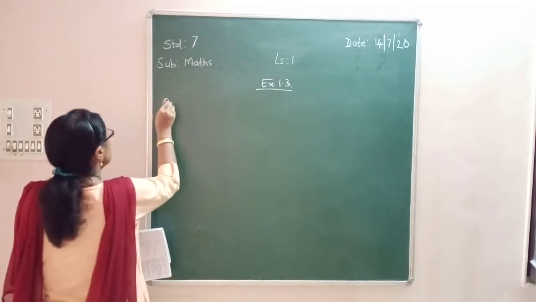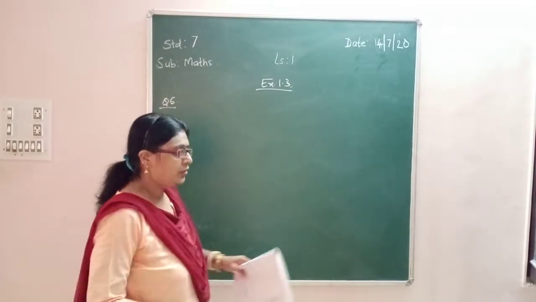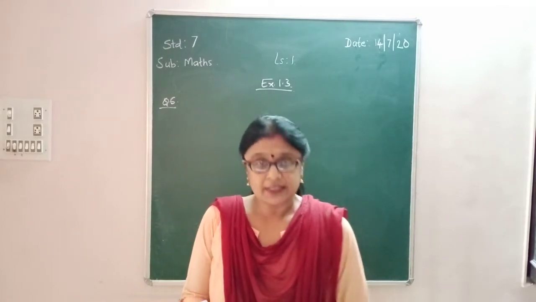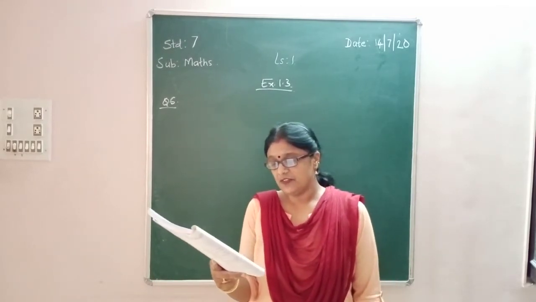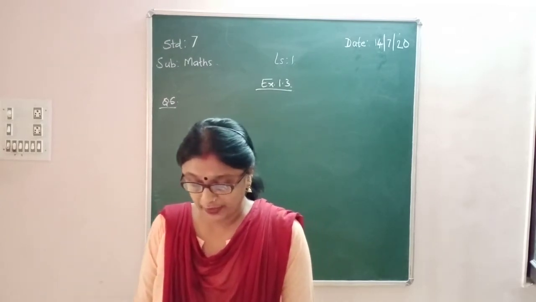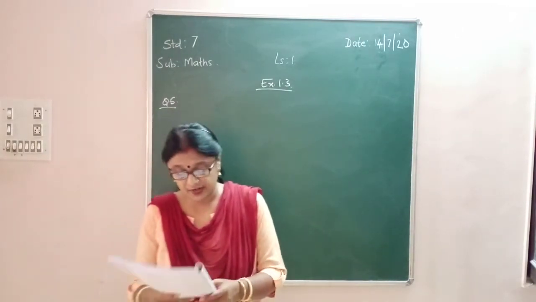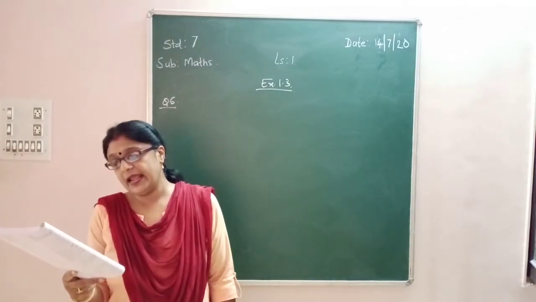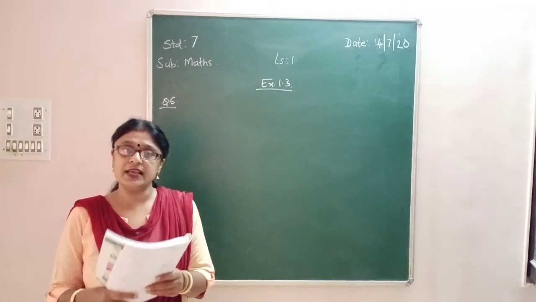We have completed till question 5. Today we will do from question number 6. Okay. Let us see question number 6. A certain freezing process requires that the room temperature be lowered from 40 degrees at the rate of 5 degrees every hour. What will be the room temperature 10 hours after the process begins?